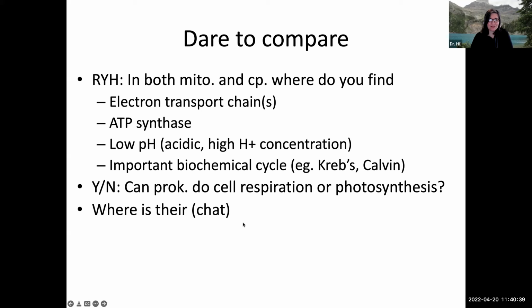So the question I have for you is, if the electron transport chains in respiration and photosynthesis have to be in a membrane, and those membranes that they're in a eukaryotic cell, like the inner mitochondrial membrane and thylakoid membrane, are not found in prokaryotes, what membrane do they use? Where do they park their electron transport chains? Yeah, their electron transport chains and their ATP synthase machine are found in the plasma membrane.